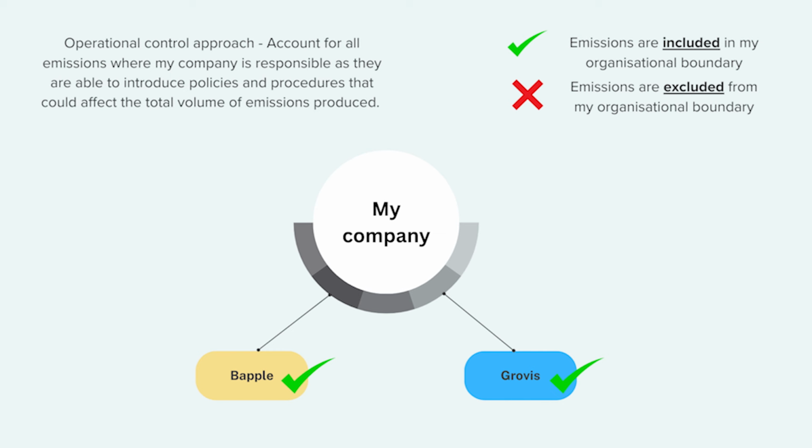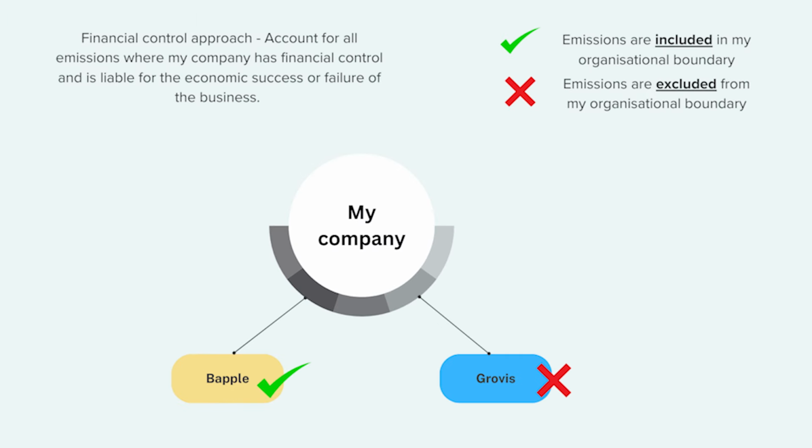However, often a control approach may not be a true reflection of who is ultimately responsible for an operation's emissions. And in this case, a company may choose the financial control or equity share approach. For example, if our imaginary company will ultimately benefit from the financial success or ruin of Bapple, but it has no such connection with Grovis, then under a financial control approach, you'd only account for the carbon emissions associated with Bapple and none from Grovis.